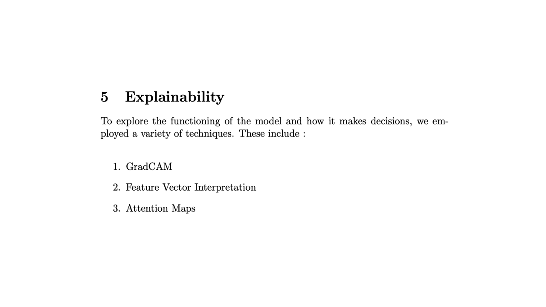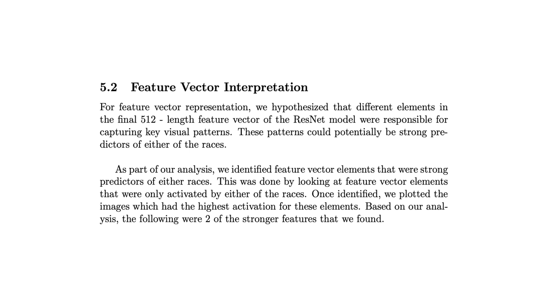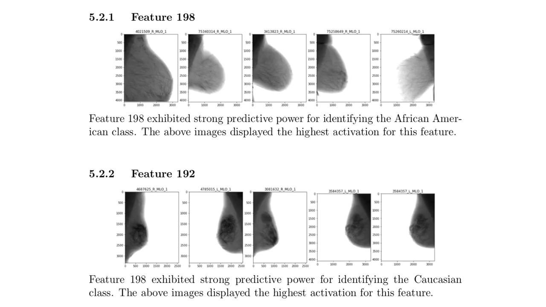For the explainability of our model, we explored 3 different paths. We used GradCam, a common visualization toolbox, to plot regions of interest as identified by the model. One of our hypotheses was that different elements in the final feature vector of the ResNet model were responsible for capturing key visual patterns. We tested this by identifying feature elements that were strong predictors of either race, and then identifying images that strongly activated these features. For 2 such features with strong predictive powers, we could observe that both features identify visibly different tissue patterns.